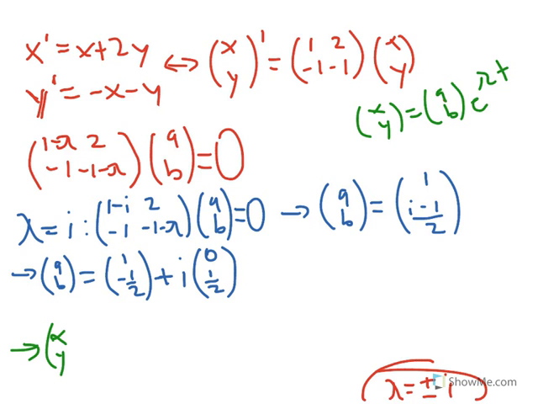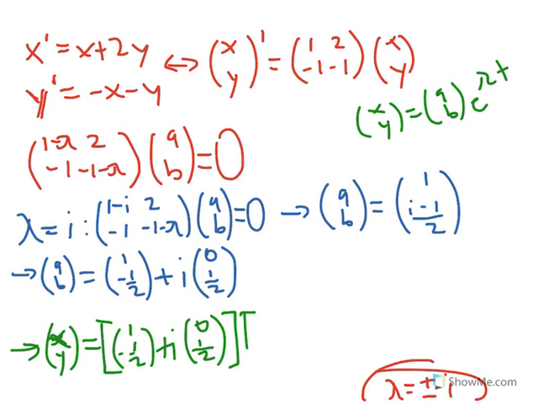We say that xy is equal to, I guess I'll write it out, 1 negative 1/2 plus i 0 1/2 times cosine of t plus i sine of t. Now this is actually our solution. I guess we're not done yet, actually.